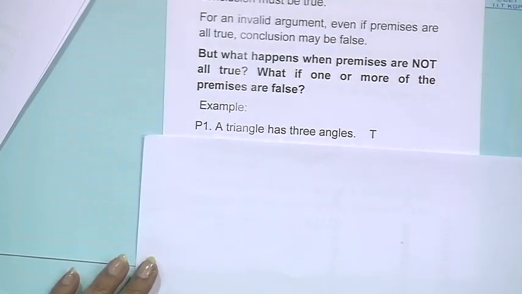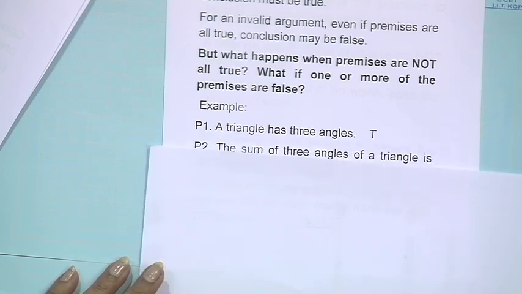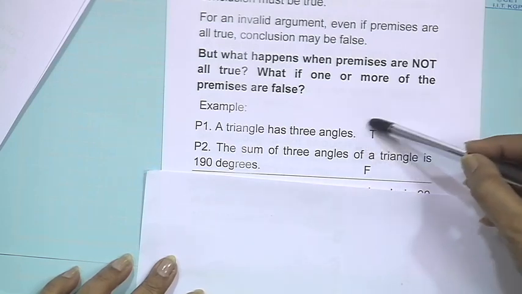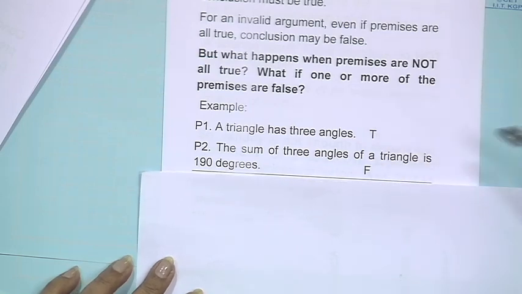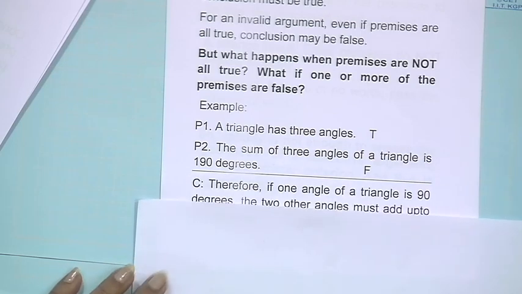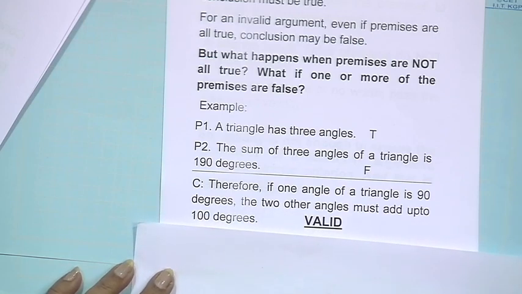Suppose we tell you that here is a premise that a triangle has 3 angles, true? And then suppose somebody said that the sum of 3 angles of a triangle is 190 degrees. Okay, that is a premise somebody has given. Now, we know that that is false. The combination of this is kind of problematic. You have one true premise, one false premise. And suppose given these two, somebody has concluded, therefore, if one of the angles of a triangle is 90 degrees, the other 2 angles must add up to 100 degrees.